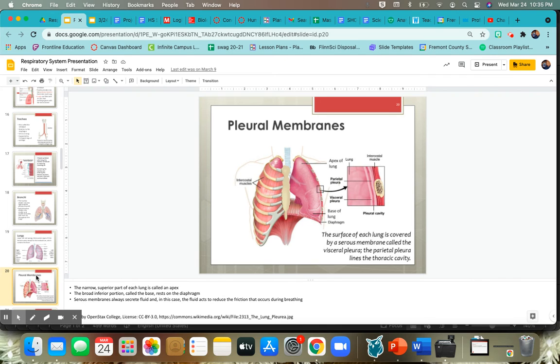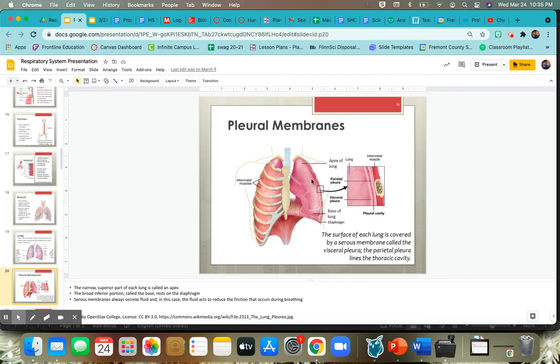If we look at the parts and pieces of the lungs, the narrow upper part of each lung is called the apex. It's kind of like a point up here. That's the apex of each lung. And the broad bottom portion is called the base, right down here. It's the part that sits on the diaphragm muscle.